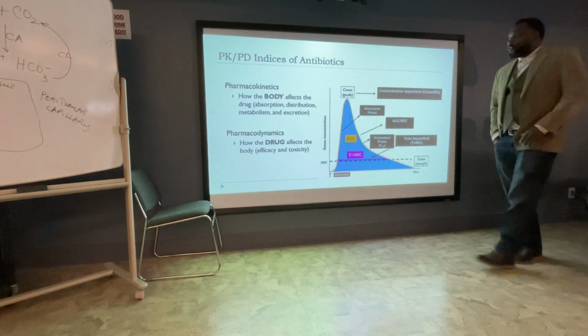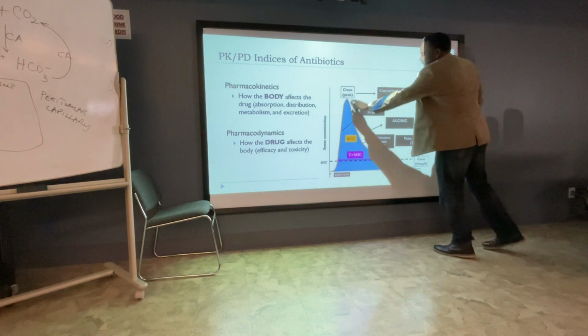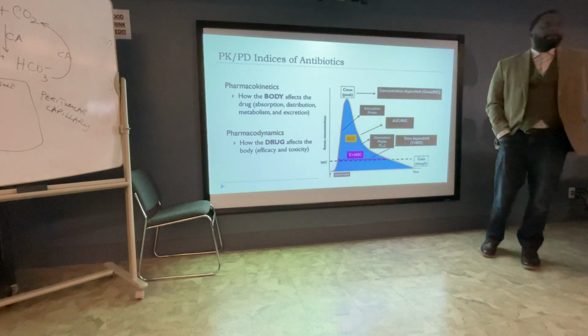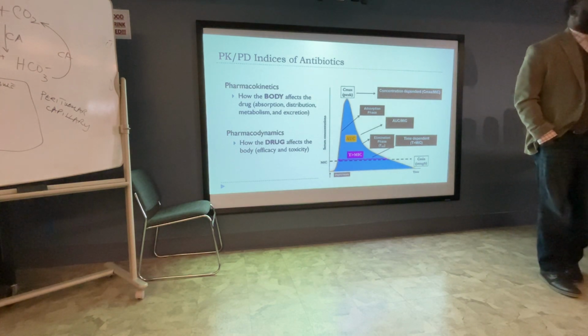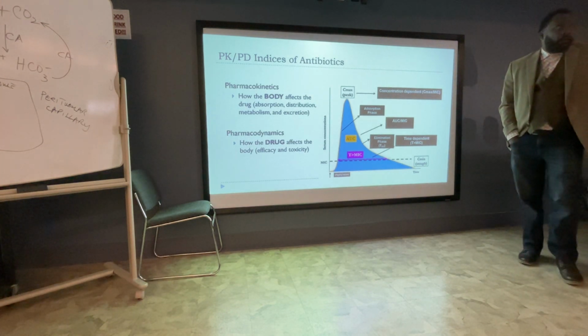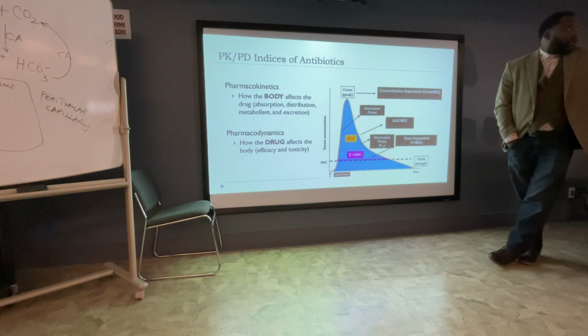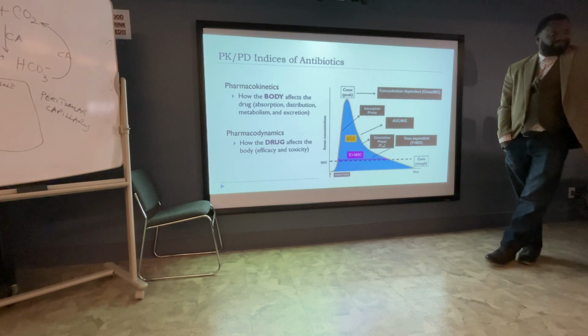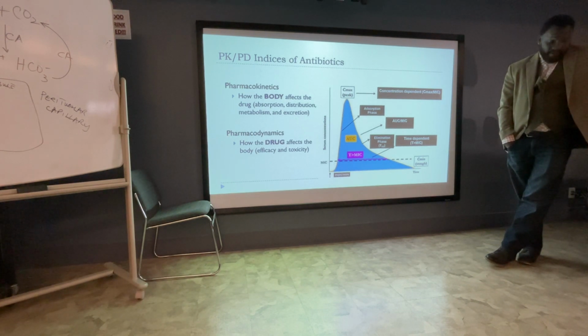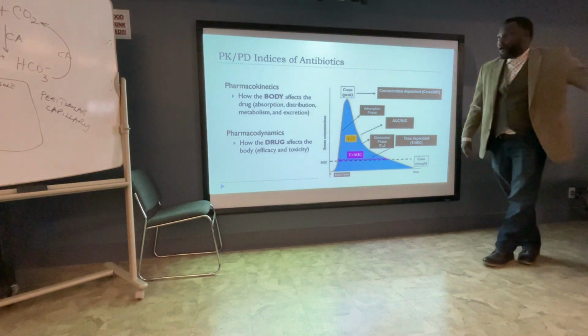How do you distinguish between area under the curve and Cmax? Anyone? Well, it's... give it a shot. I think every time I ask a question, everybody looks at me. Not me, Doc. Okay.